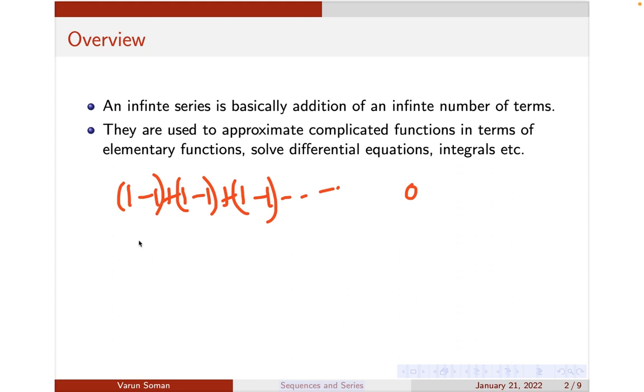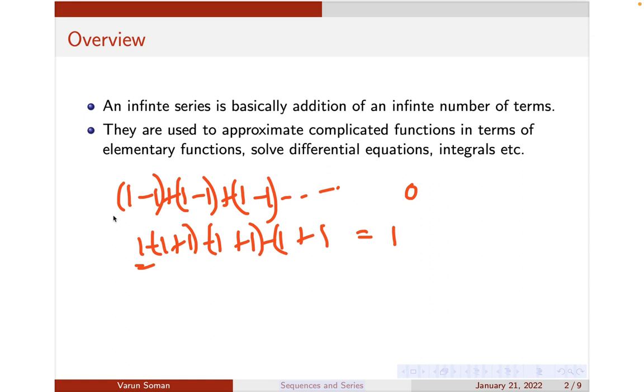The same series I can also add in another way. Suppose I keep the first 1 as such. Then I add the second and third terms, then I add the next two terms, then the next two terms. So what will I get? I'll get 1 plus 0 plus 0 plus 0 etc. So the answer would be 1. So for the same series, only by changing the way you are adding, you get two different answers.